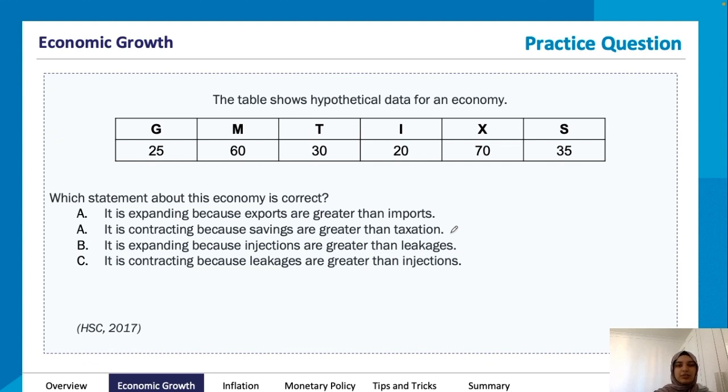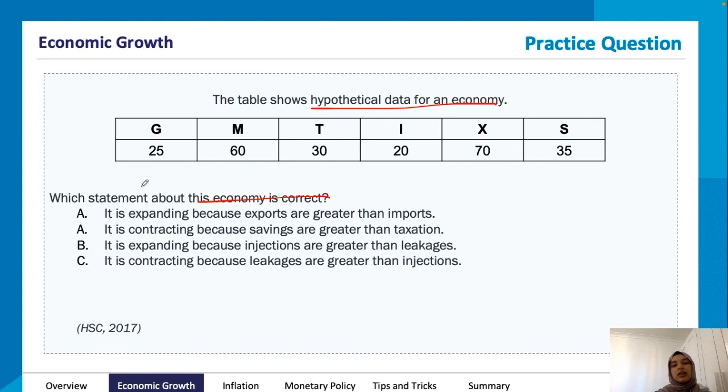This question. So we've got the table shows hypothetical data for an economy where you've got IGX and STM. Which statement about this economy is correct? So you want to determine which ones are injections and which ones are leakages, and then determine from there. So at this point, if I were you, I would just pause the video, have a go at this question. This should be, sorry, this is incorrect. It should just be A, B, C, D. Choose one of the options, and then we'll go through the answer.